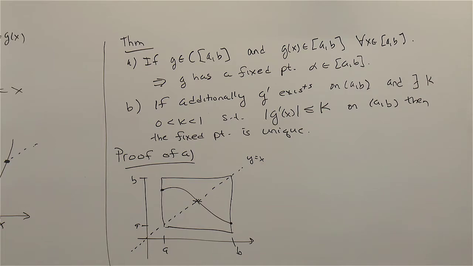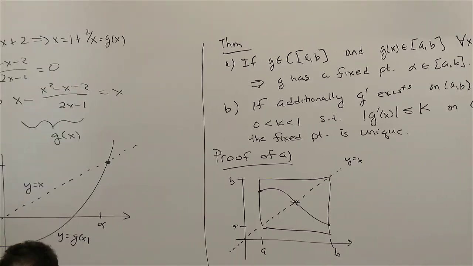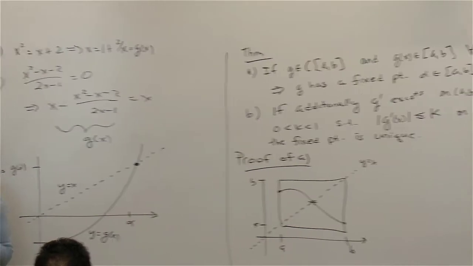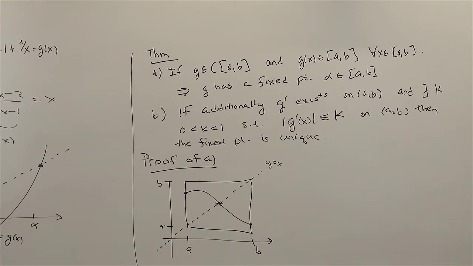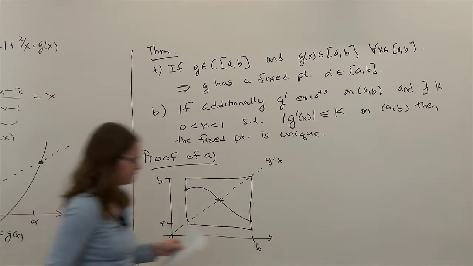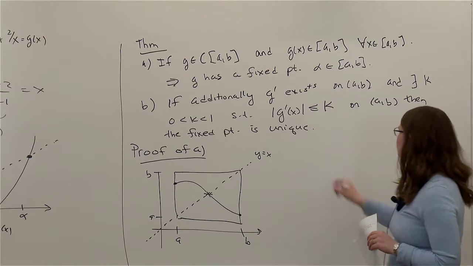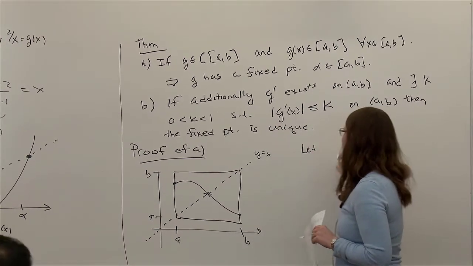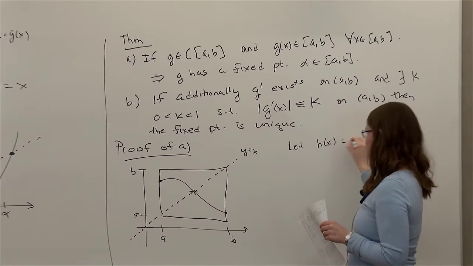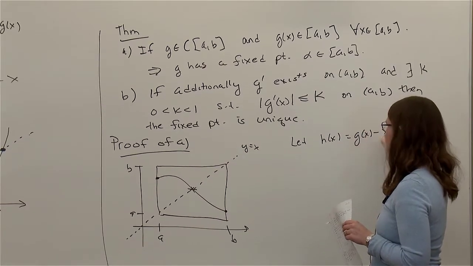So what's the mathematics of this? Can you guess what's the theorem from analysis or calculus that I would use to prove this? Intermediate value theorem, exactly. Okay, so let's let h of x equal g of x minus x.